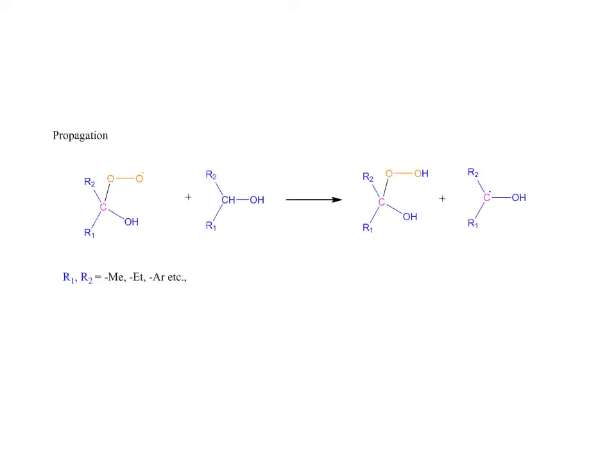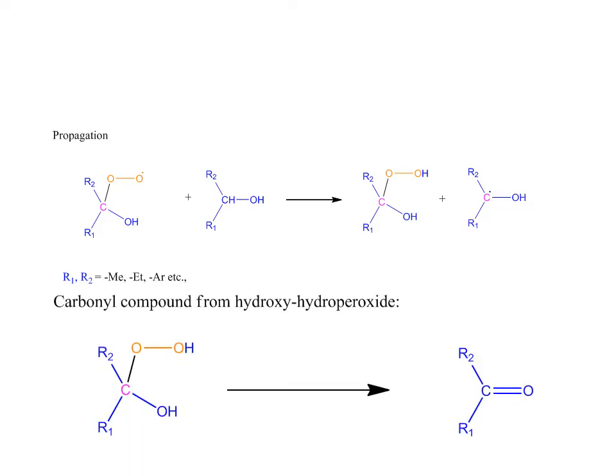And in third step, that is propagation, the hydroxy peroxy radical will go and abstract a hydrogen radical from another molecule of secondary alcohol, and it will produce the corresponding hydroxy carbon radical, and this hydroxy peroxy radical will form hydroxy hydroperoxide as a product. Followed by this, the hydroxy hydroperoxide will undergo elimination reaction, because hydrogen peroxide is a better leaving group, and you'll get a corresponding carbonyl compound. This is the oxidized form of alcohol, so the reaction is an oxidation reaction.